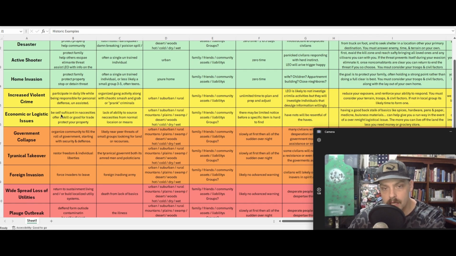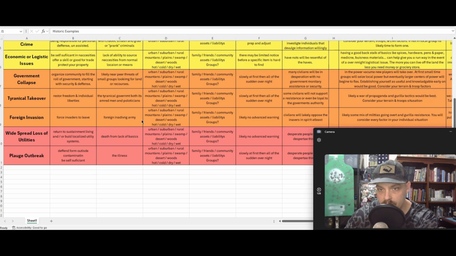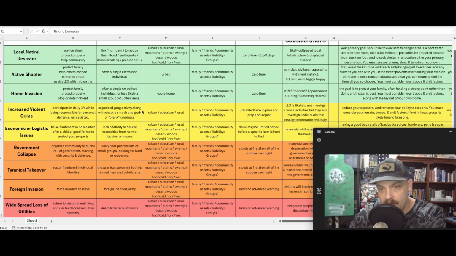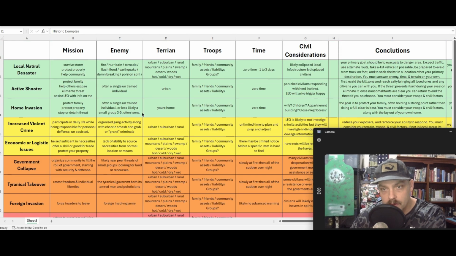So mission, be self-sufficient in necessities, offer a skill or a good or a trade to the greater community so that you can form an economy outside of the economy should we have complete breakdown, and seek to protect your property. All right. The enemy is lack of ability to source necessities from normal locations or means, right? I.e., we can't find toilet paper anymore, for example.